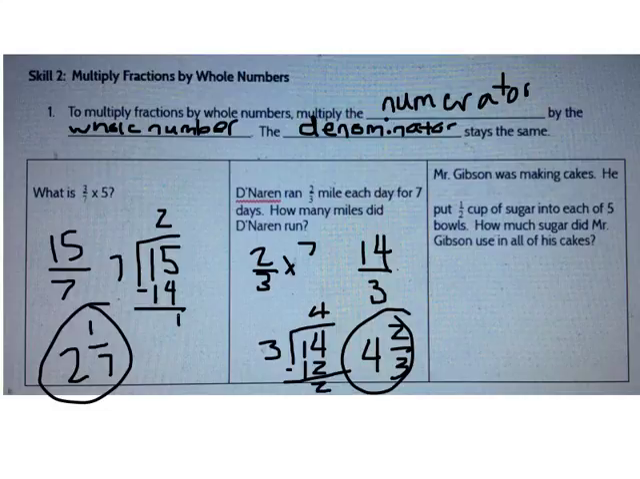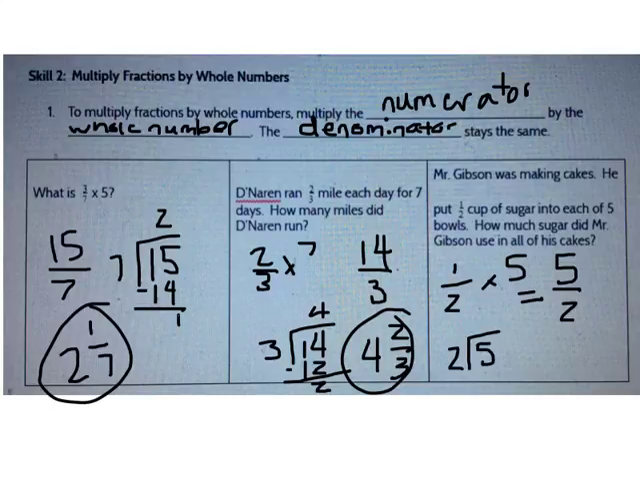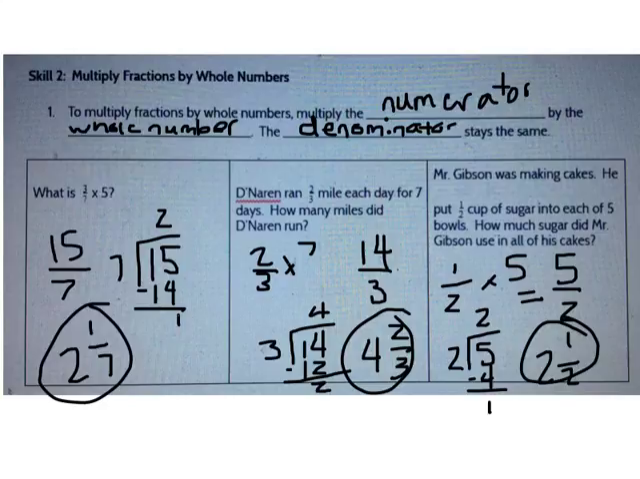Let's do another. Mr. Gibson was making cakes. He put 1/2 cup of sugar into each of 5 bowls. How much sugar did Mr. Gibson use in all of his cakes? Here, Mr. Gibson is repeatedly adding 1/2 cup of sugar 5 times. What's 1/2 times 5, written as an improper fraction? It's 5/2. Go ahead and change that into a mixed number now. Let's see how you did. When I divide 5 divided by 2, 2 goes in 2 times, with 1 left over. So the answer is 2 1/2 cups of sugar.